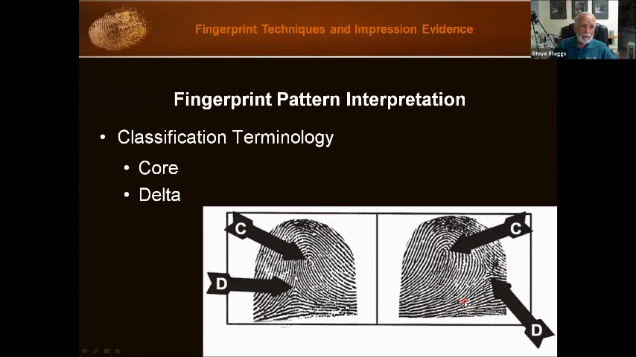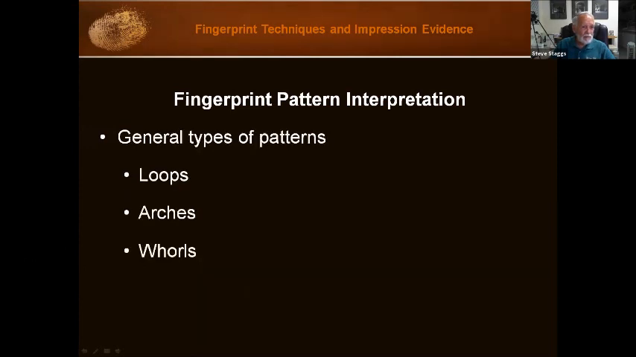Then the delta, again, is where it looks like there are 3 different directions. So here we have a delta here and a delta here. So it's important to know the core and the delta. That's going to help us to determine what the print is when we look for the core and the delta. It'll also help us to identify, especially with loops, the number of ridges between the core and delta. We'll get to that in a moment. All right. So that's the core and the delta.